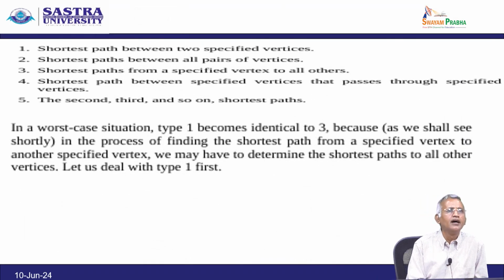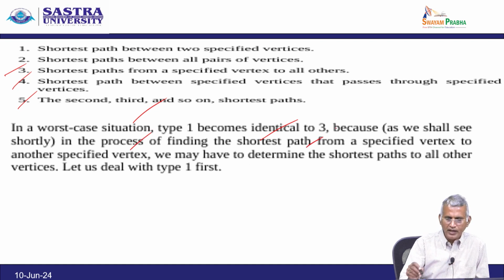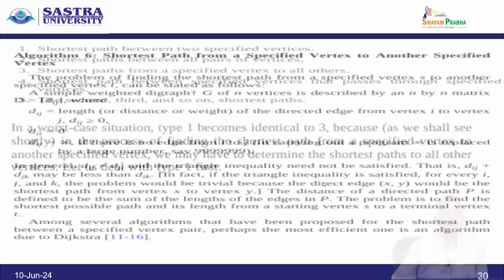So the 5 types are: shortest path between 2 specified vertices, shortest path between all pairs of vertices, shortest path from a specified vertex to all others, shortest path between specified vertices that passes through specified vertices, and the second, third and so on shortest paths. In a worst case situation, type 1 becomes identical to type 3, because in the process of finding the shortest path from a specific vertex to another specific vertex, we may have to determine the shortest path to all other vertices. So let us deal with type 1 first.